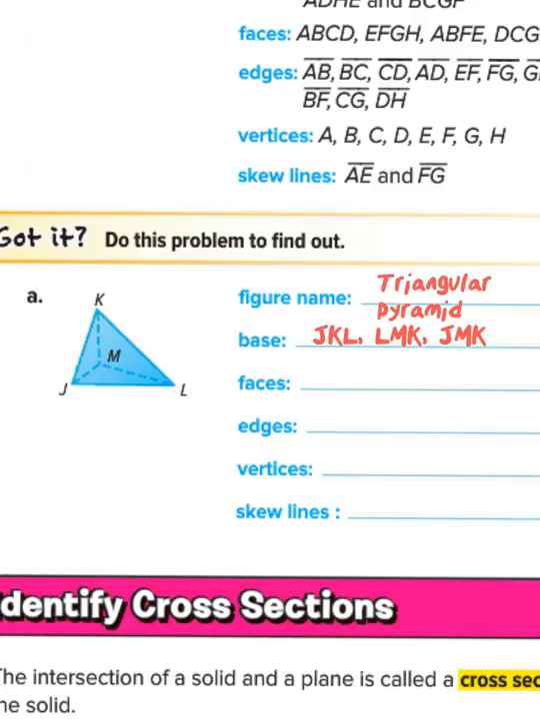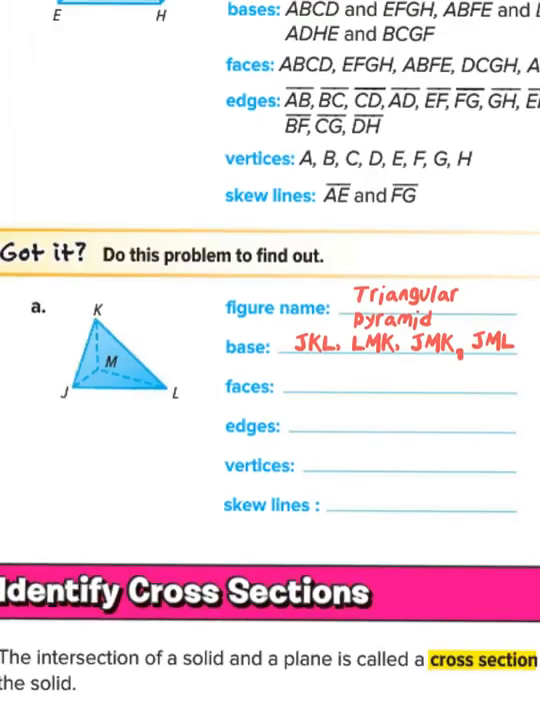They could be either side. Right now it's lying on the JLM side, the JLM side right there. But it could really just lie on any side. It could lie on the KML or the KMJ. So I went ahead and named all the sides. And the faces will be the same, so I just copied the same as the bases.